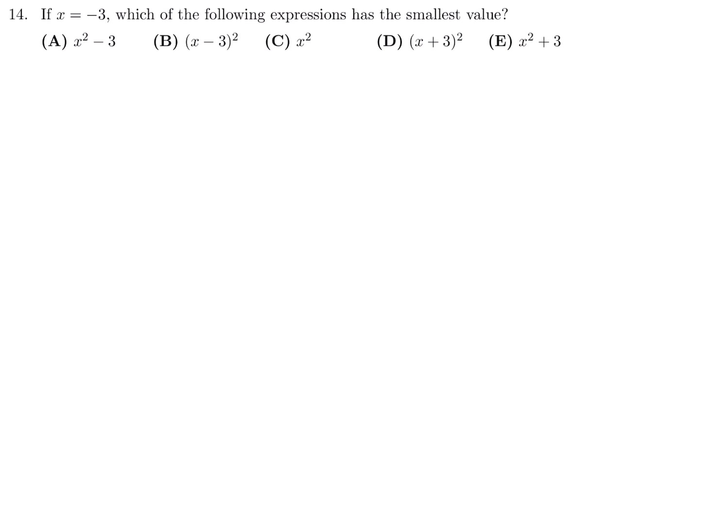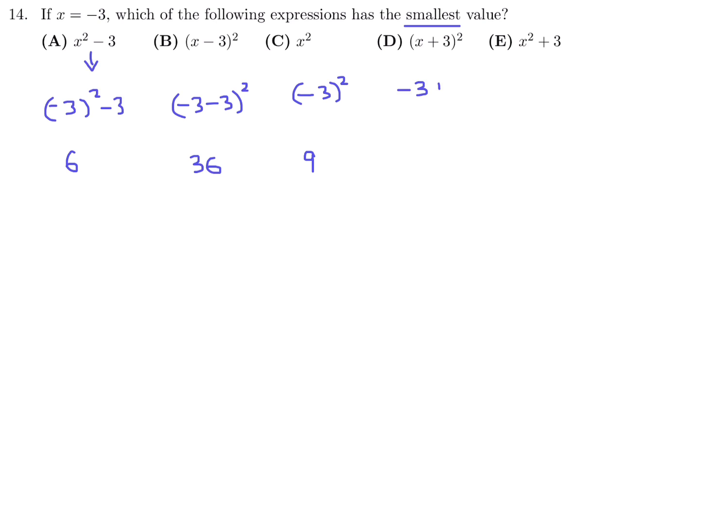If x is equal to negative 3, which of the following expressions has the smallest value? All right, let's plug away here. So minus 3 squared minus 3, the first one, and that looks like 9 minus 3, which is 6. Next one, minus 3 all squared, minus 6 all squared is 36. Minus 3 all squared, that's 9.